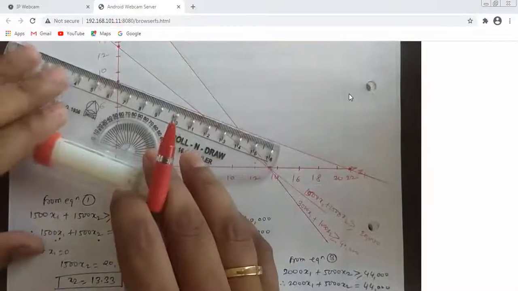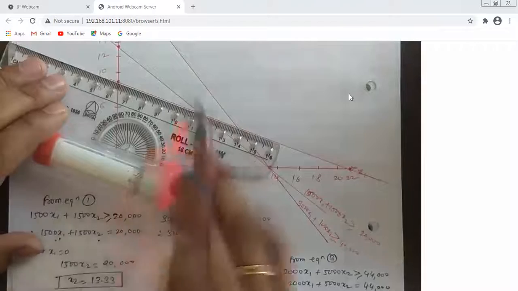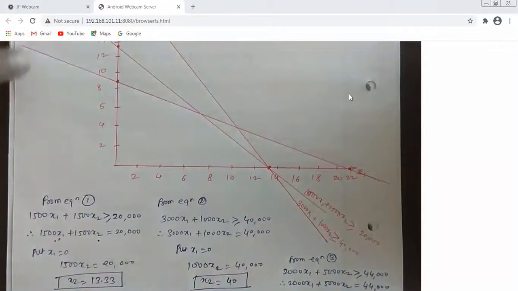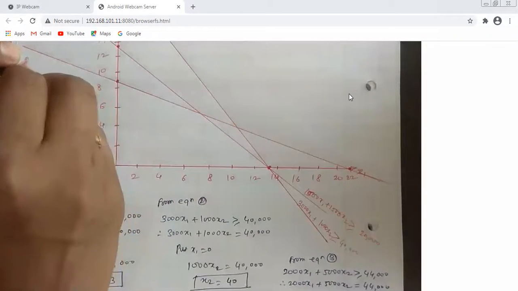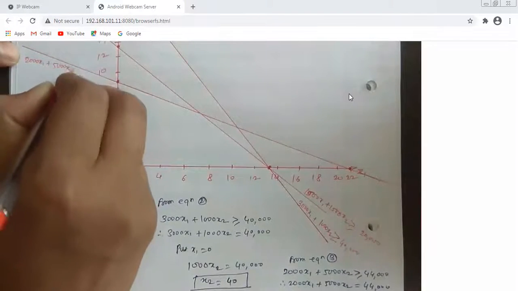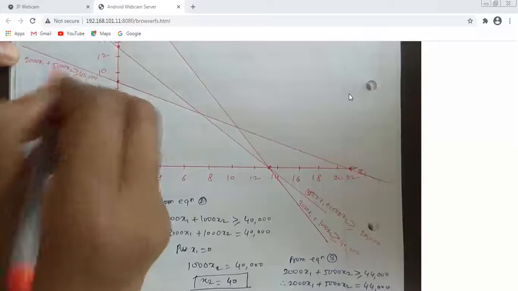You can extend this line in either direction. Okay, so I'll give the equation of line here because I don't have space here. That is 2000 x1 plus 5000 x2 greater than or equal to 44,000.